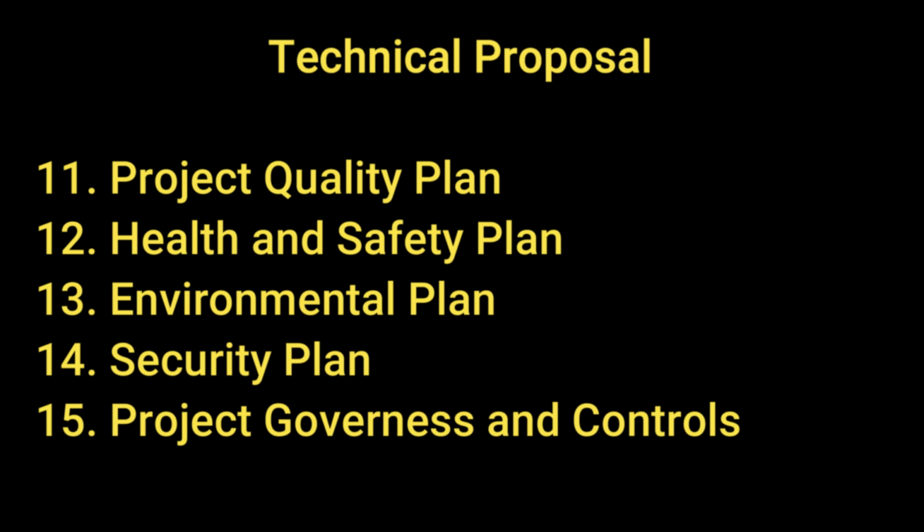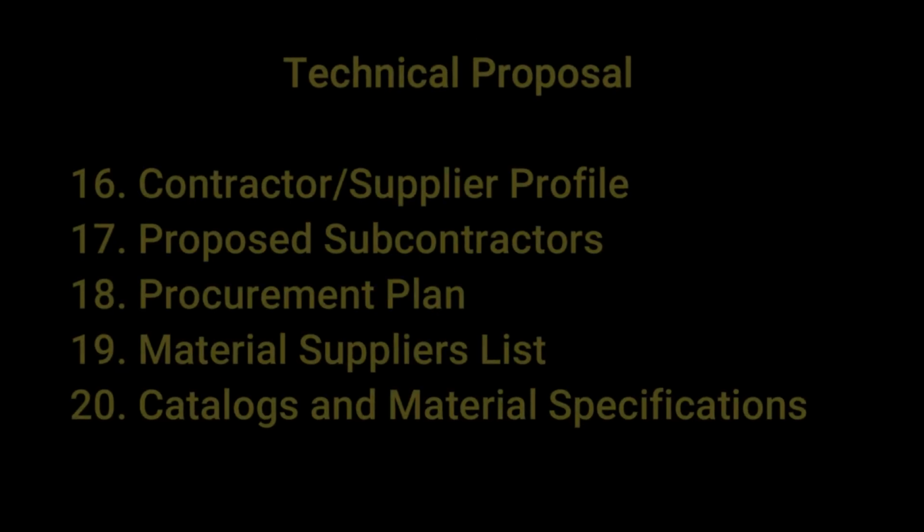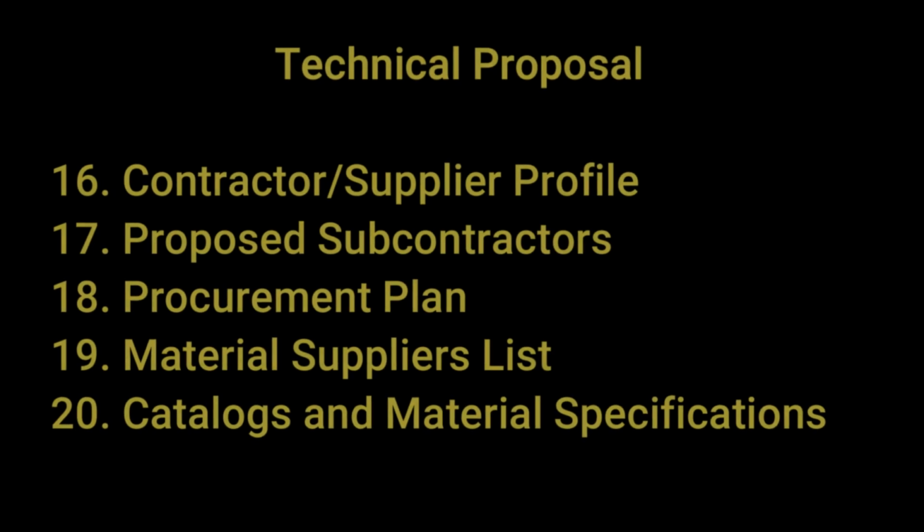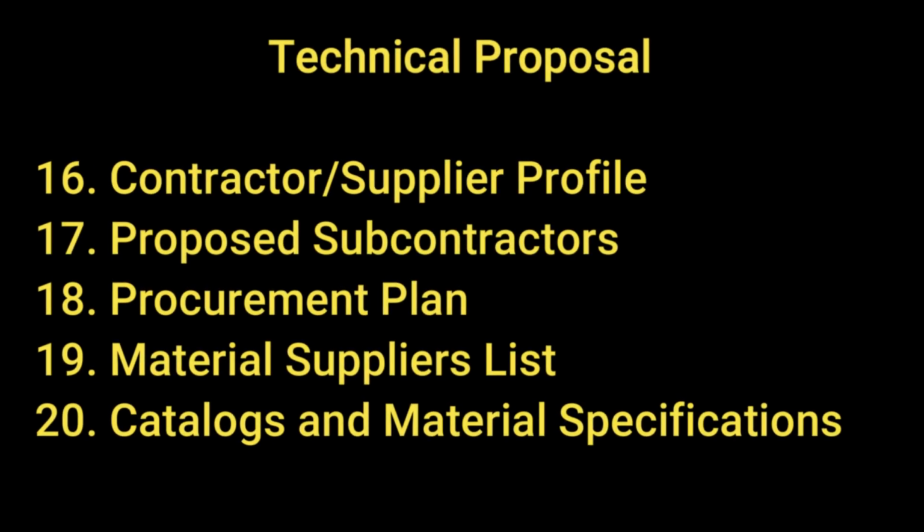Next is health and safety plan, then environmental plan, then the project security plan, and then the project governance and controls. The contractor will submit plans about how he will control the documentation for this project. Also the other things like cost control, etc. It is also required to submit contractor or supplier profile.